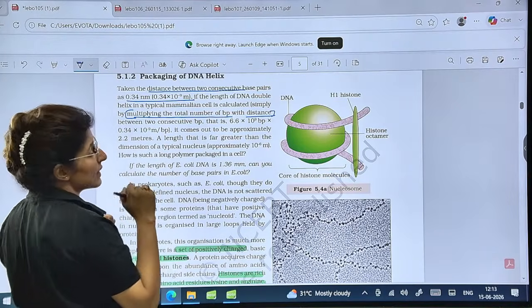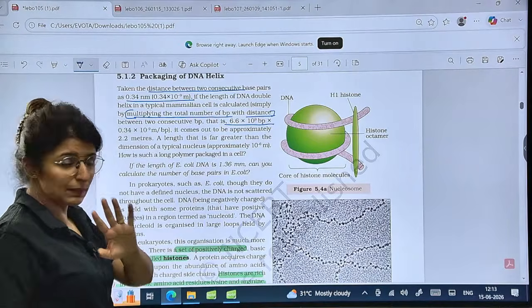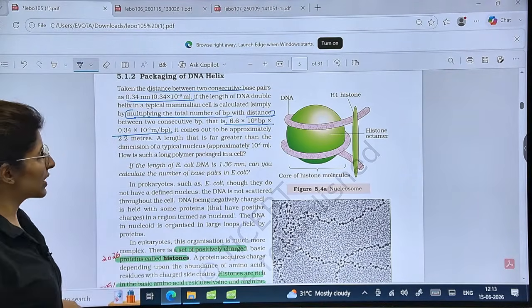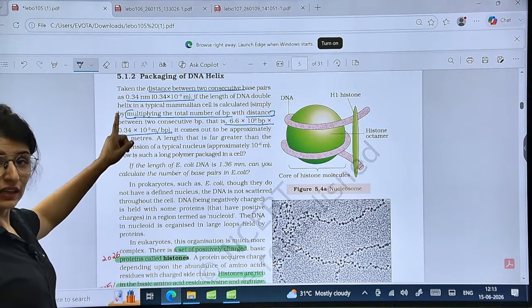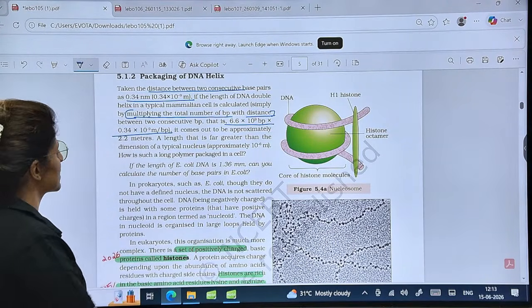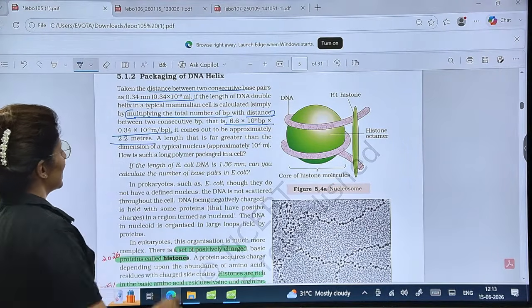Is that clear? For example, in humans, we have 6.6 into 10 raised to power 9 base pairs, the diploid content. And what is the distance between two consecutive base pairs? That is 0.34 nanometer. So multiply by 10 raised to power minus 9 and you will get it in meters. So what is the value of total DNA? That is 2.2 meters. Length is far greater.